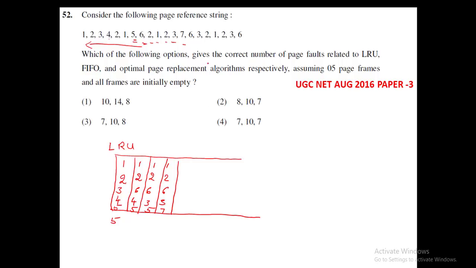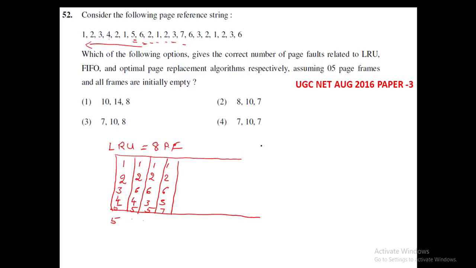Next page referred by the CPU is the 6, 6 is there, no page fault will occur. 3 is referred, 3 is also there, no page fault will occur. 2 is there, 1 is there, 2 is there, 3 is there, 6 is there. So how many page faults? So 5 plus 1, 6, 7, 8, 8 page faults.